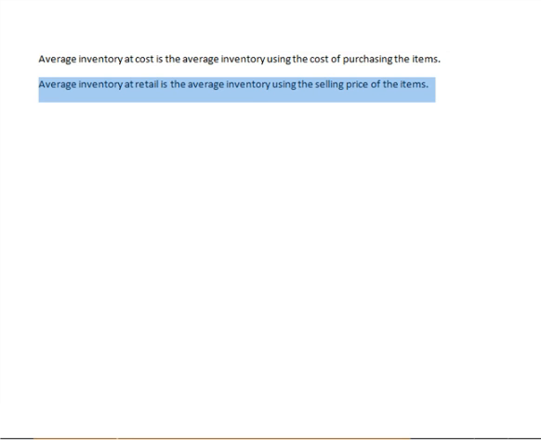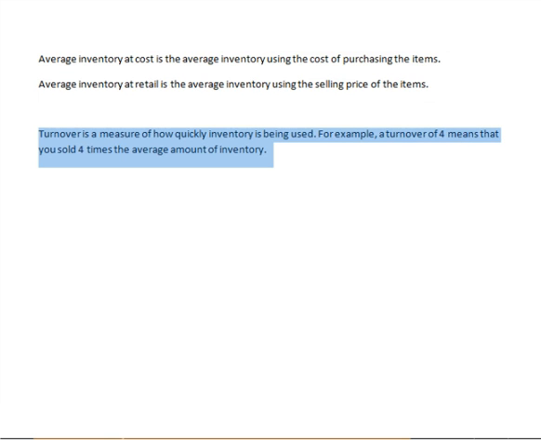So now what is turnover? Turnover is a measure of how quickly inventory is being used. For example, a turnover of 4 means that you sold 4 times the average amount of inventory. And a turnover of 6 would mean that you sold 6 times the average amount of inventory.